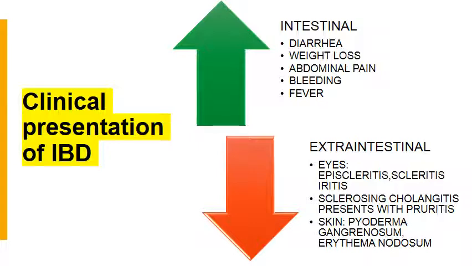Now the extraintestinal symptoms, they affect different parts of the body. In the eyes, they cause episcleritis, scleritis, and iritis. In the liver and the gallbladder, they can cause a condition called sclerosing cholangitis, which presents with which symptom? Pruritus. In the skin, IBD can cause pyoderma gangrenosum and erythema nodosum. Now we are going to discuss all of these extraintestinal symptoms in detail in the coming slides.